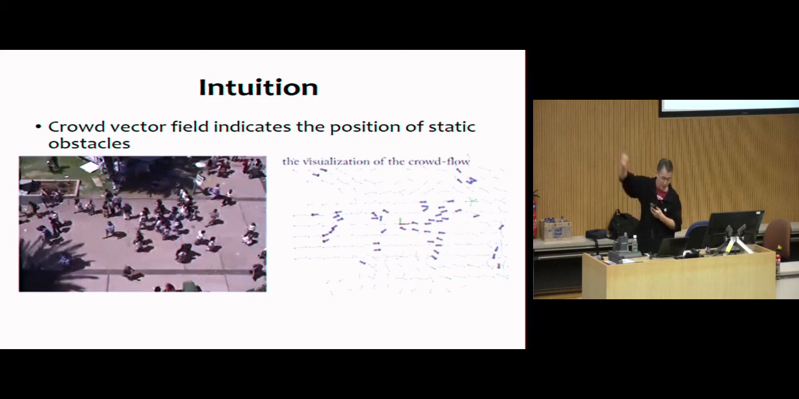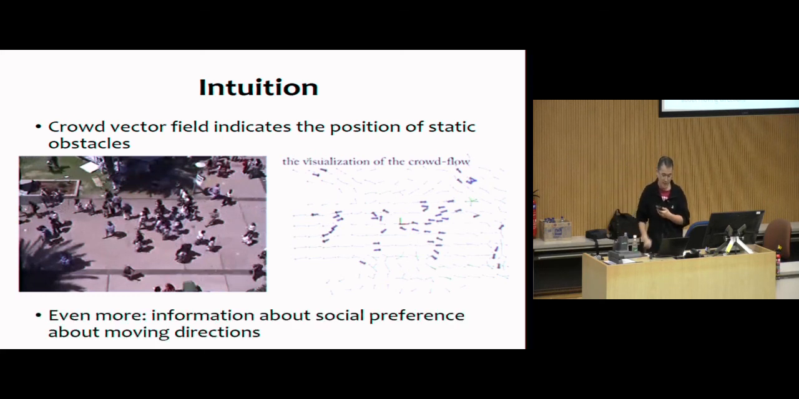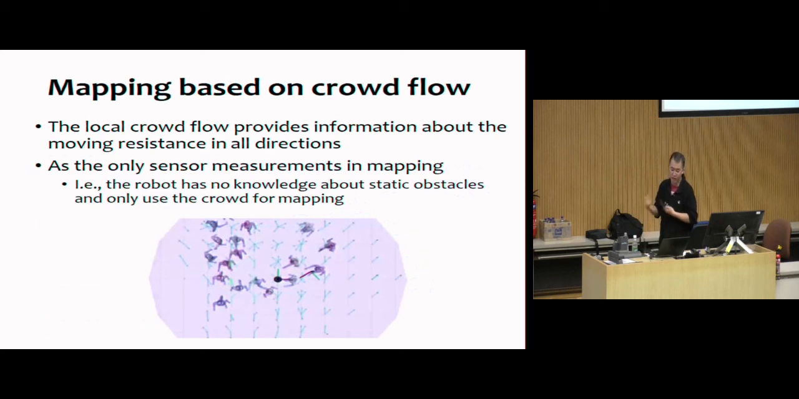Given this field, we can enable robots to navigate. So our task is how to reconstruct this vector field using mapping techniques. And if we can get this vector field, we can do much more. In particular, this vector field also encodes information about social preference regarding moving directions, because where the vector field is dense, humans prefer to move in that direction.